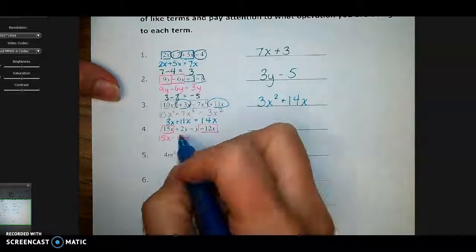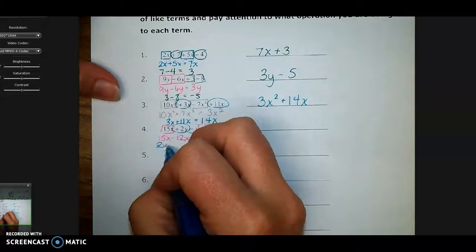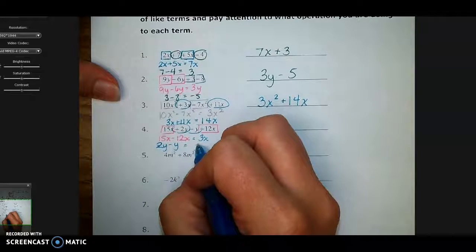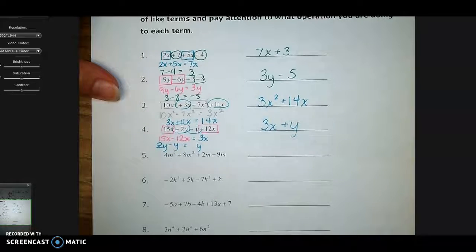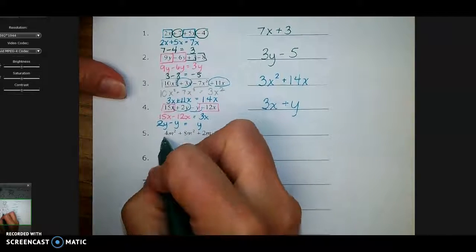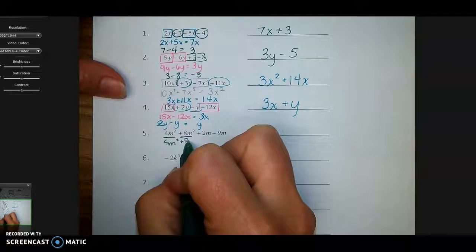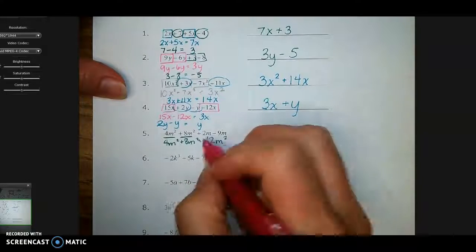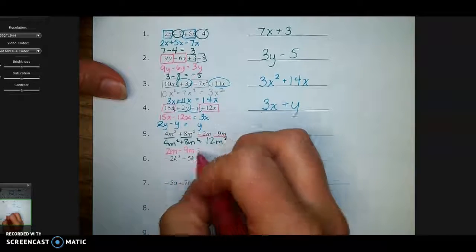Remember, a negative is the same thing as subtracting a positive. So then I've got 2y minus y. So up here I get 3x, and down here I get 1y, which I can write as 1y. But I can also just write it as y, which is the more accepted form. Continuing down here, so just remembering to take that sign of what is in front of it.